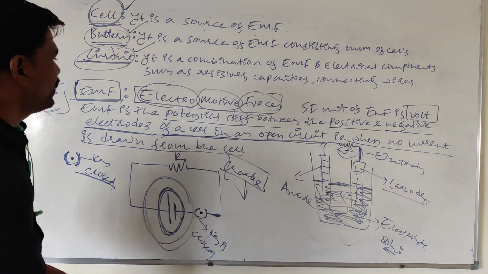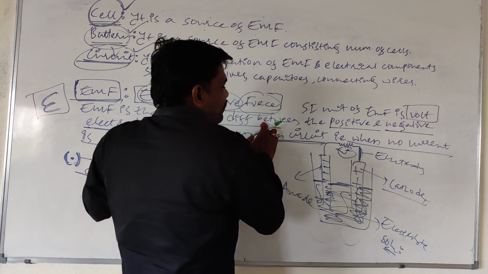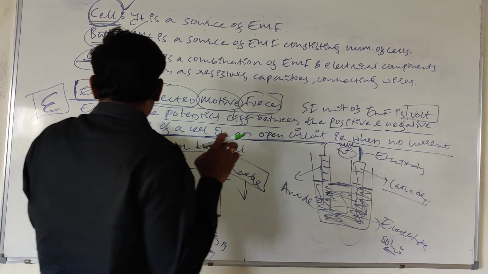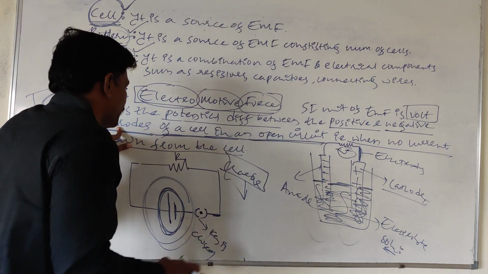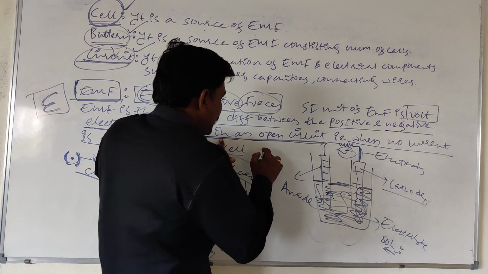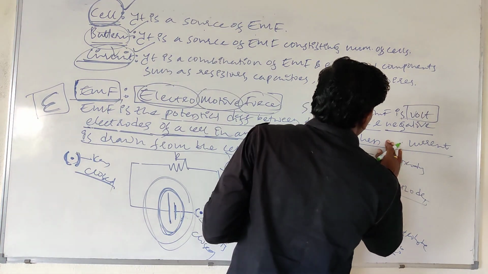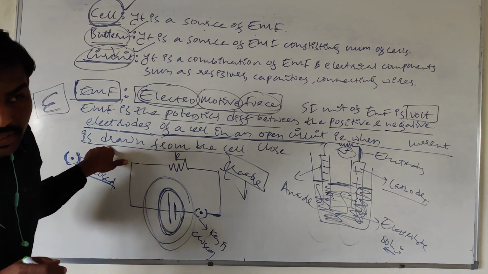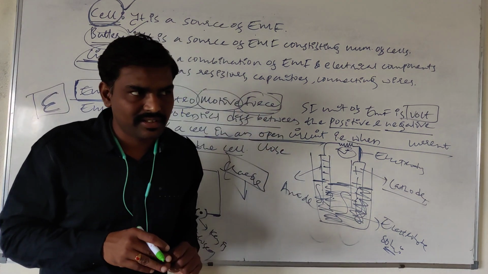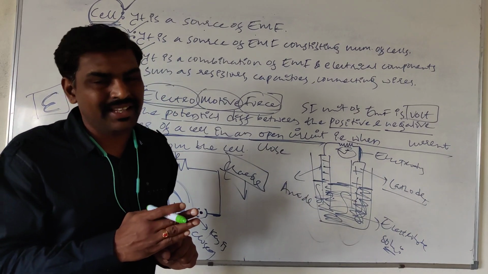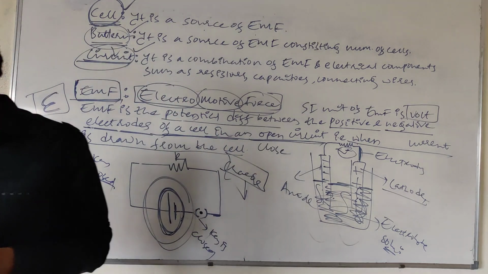So next one here. See here what happened. When the same potential difference between the positive and negative electrodes of a cell is measured in a closed circuit, that is, when current is drawn from the cell, that is called terminal potential difference. We call it terminal potential difference. So that is called terminal. Let us see how the reason comes, right?